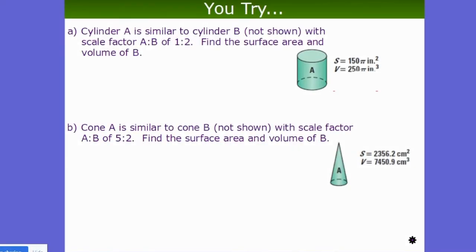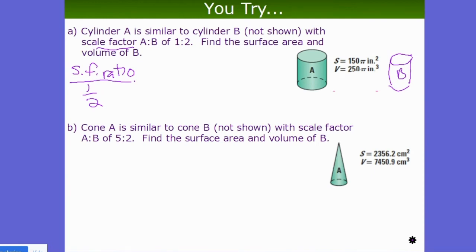And we're back. So hopefully you had a chance to pause and to work these out. Let's review them. We have cylinder A, and it's similar to cylinder B, and we're not showing it. If it's helpful, by all means, go ahead and draw in a cylinder B. Now, the scale factor of A to B, so the scale factor ratio is 1 to 2. It says find the surface area and the volume of that second cylinder, cylinder B.